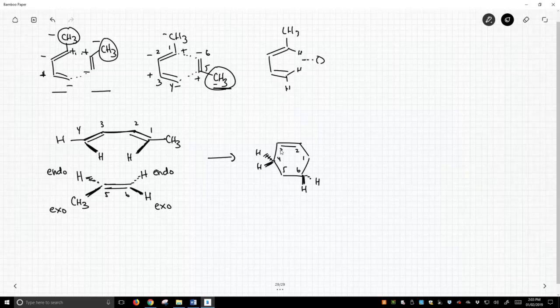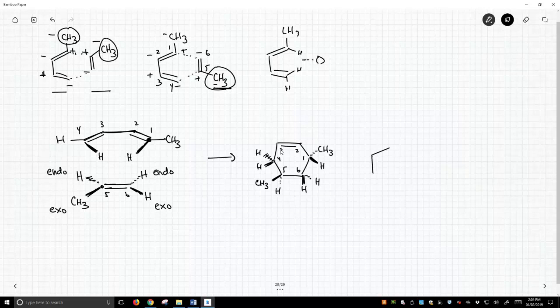There's no thought there. Now, carbon number 1 over here on the left has a hydrogen being wedged. That means the methyl group must be back. And carbon number 5 has the CH3 group being wedged and the hydrogen being back. And that is our product, accounting for regiochemistry and the endo-exo stereochemistry for this.